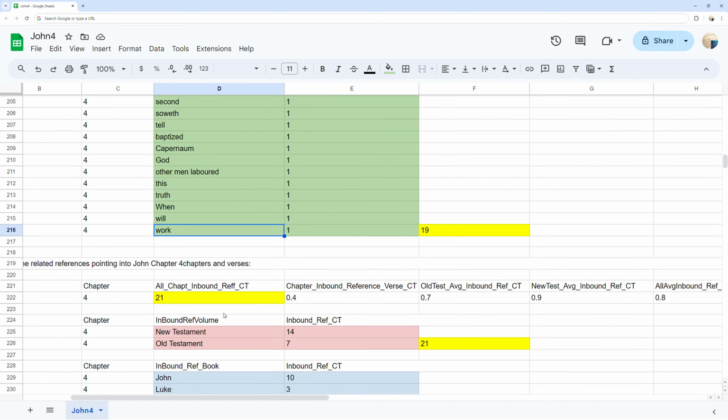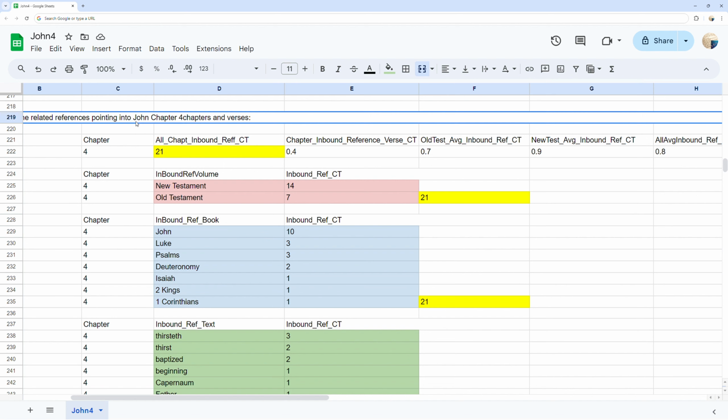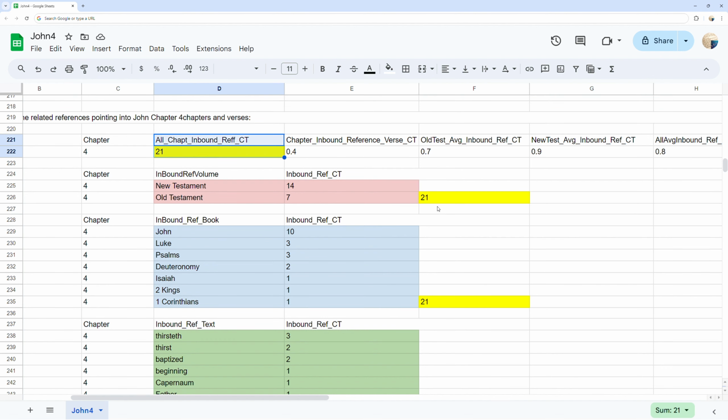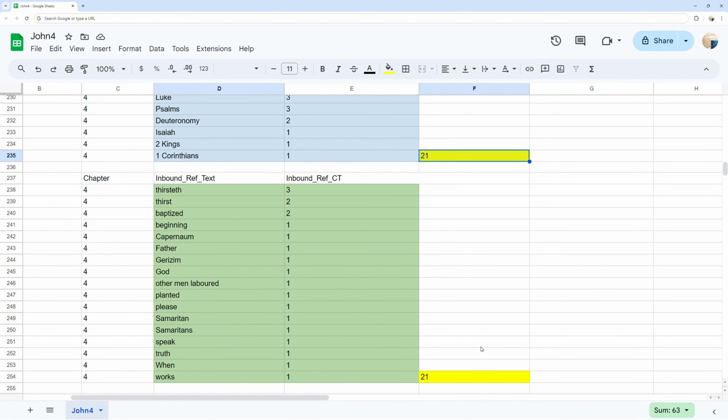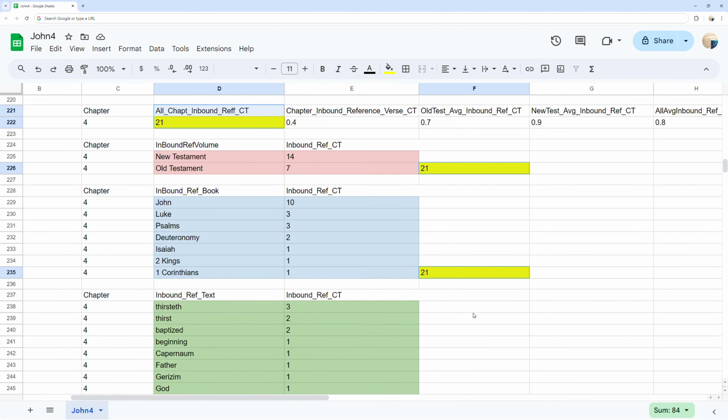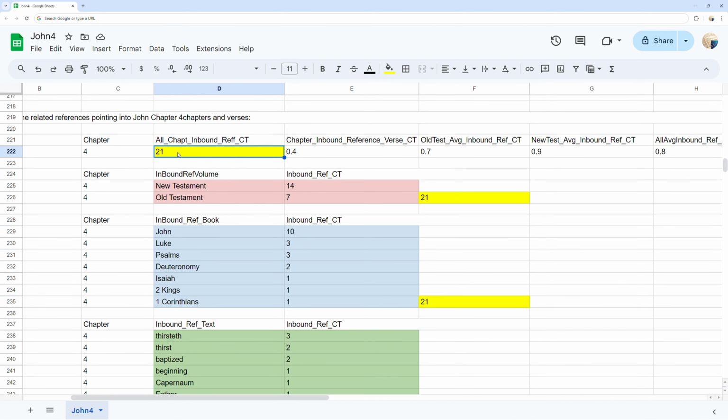Verse counts and the words incurring the related references pointing into John chapter 4 verses. You can see in yellow the total inbound related references pointing into John chapter 4 at 21 references, as well as the counts per each verse in John chapter 4 and the average inbound reference per verse at 0.4 per verse, and the per verse rates for the Old Testament, New Testament, and both to the right for comparison.